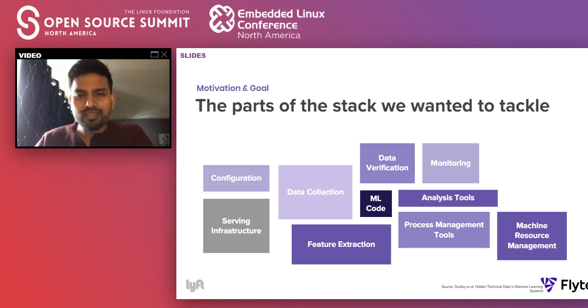Similarly, Flyte is not a great tool for data collection, because you might be getting data from different sources and you might be streaming that data. Flyte is not a streaming engine. So you would store the data in S3. But you could use Flyte to essentially clean the data or extract features from it, and hence the color coding.